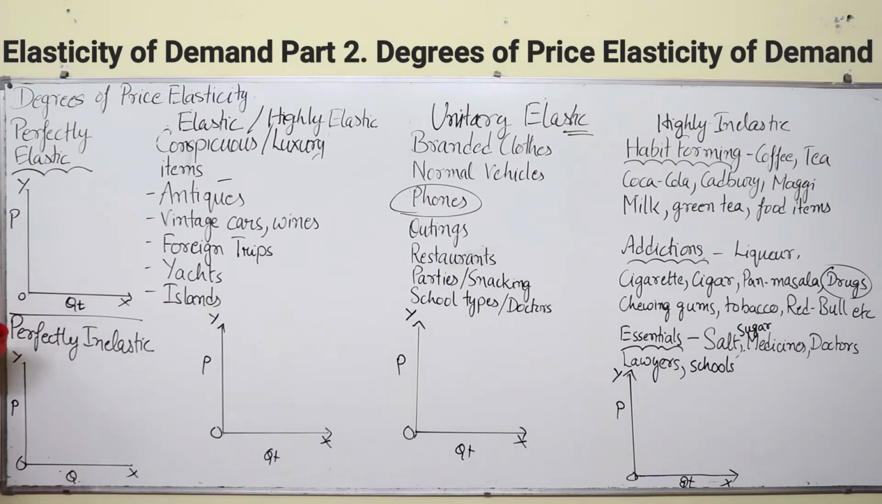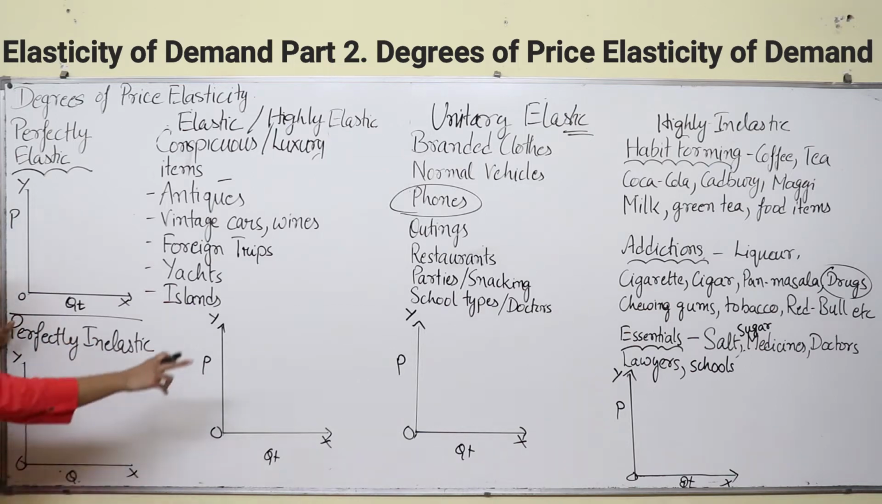Number one is perfectly elastic. Perfectly elastic is the price elasticity of demand where a very small change, minor change, minuscule change in price will lead to tremendous change in your quantity demanded. Take for example your diamonds, gold jewelry, and for your kind information, there's nothing like perfectly elastic demand. Perfectly elastic demand and perfectly inelastic demand are only found in your theory books, and they are not easily found in your real life. So they are to be studied for reference purposes. Otherwise, only these three types of price elasticities are found in your real life.